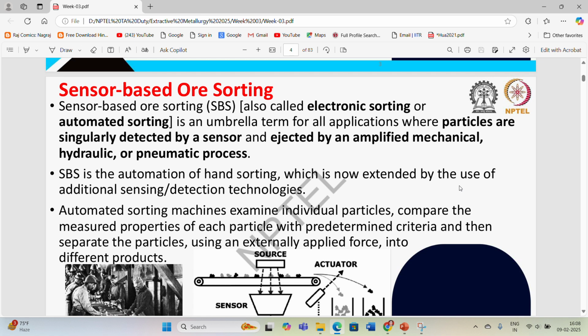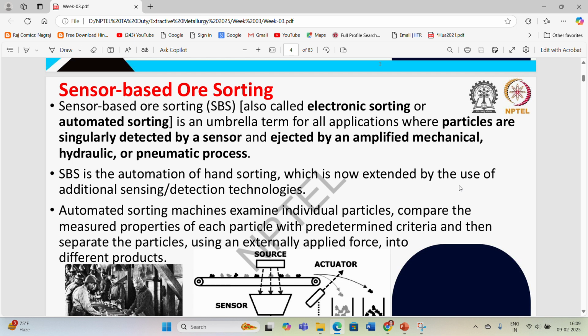Previously we have talked about the liberation size and we have talked about the grinding and crushing operations. And after the grinding and crushing operations, we have learned about the various physical beneficiation processes like froth flotation, magnetic separation, and electrostatic separations. So now in this week's lectures, we will talk about the sensor-based ore sorting processes.